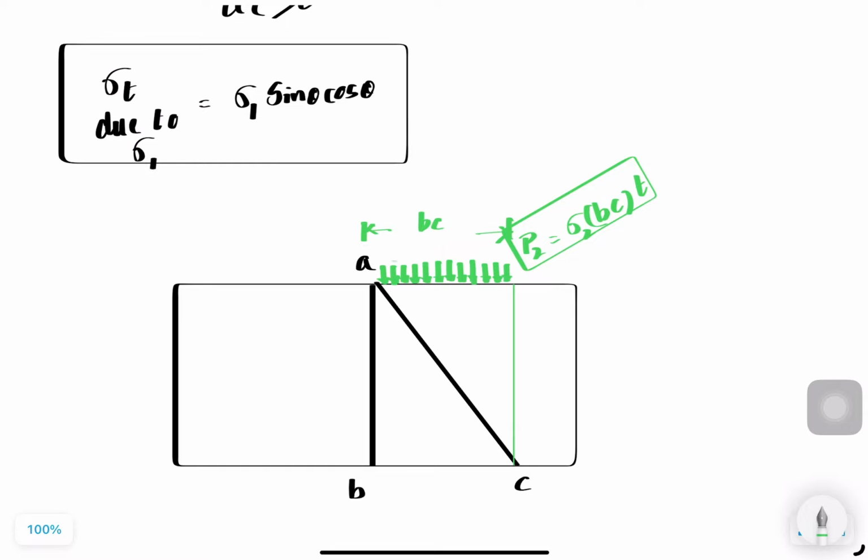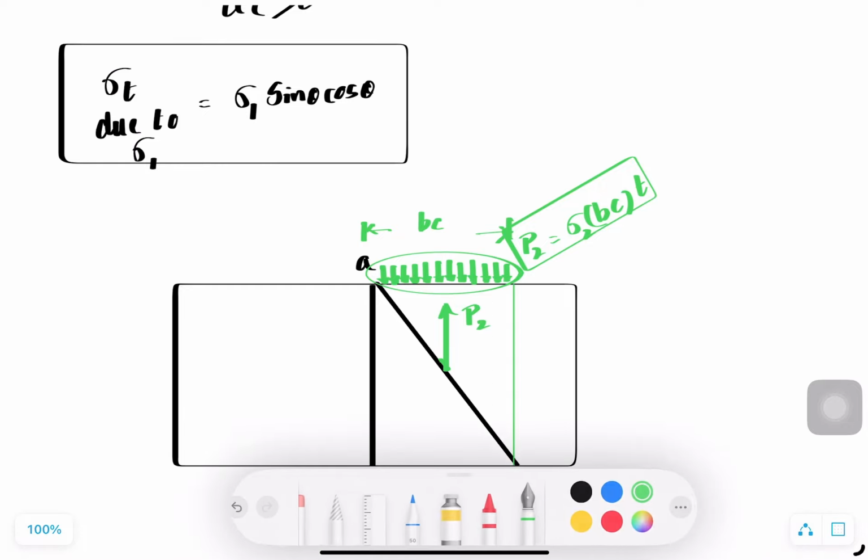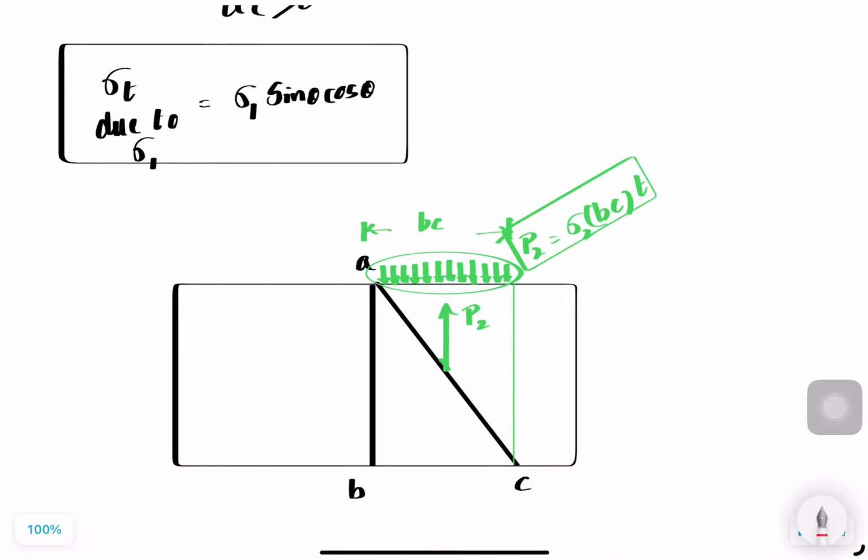So this load, the small UDL, the resultant of this load will be going in the downward direction. So this big green line represents the resultant force, resultant force P2. Now you can resolve this resultant force P2 into two components. One is the normal component. Another one is the tangential component.